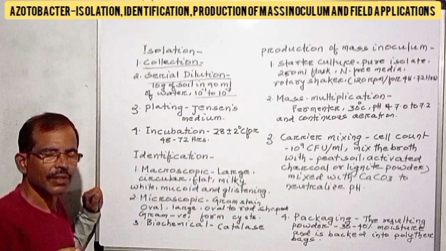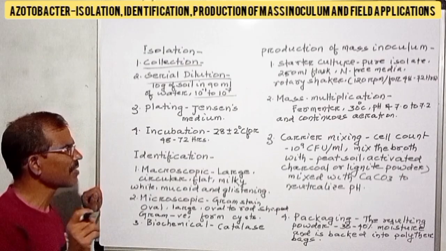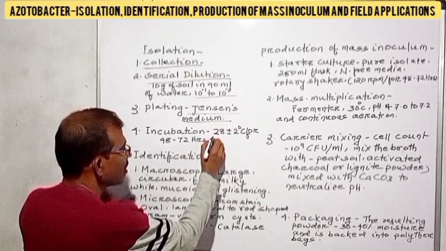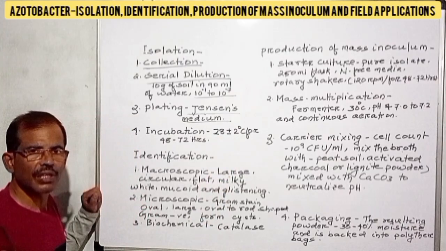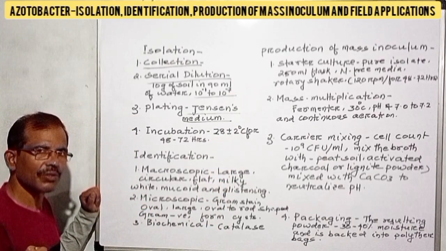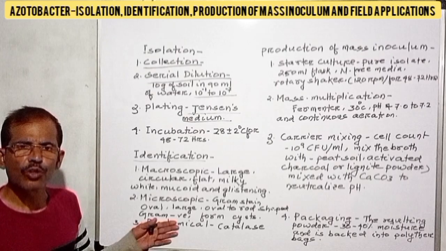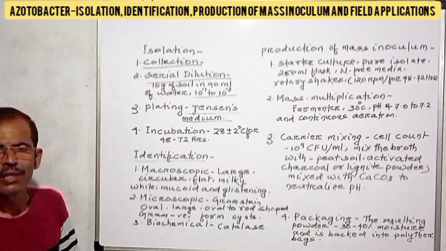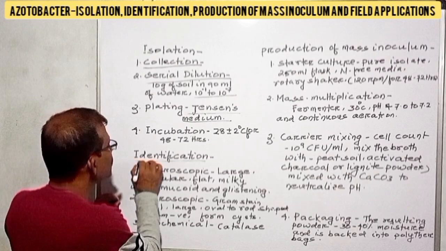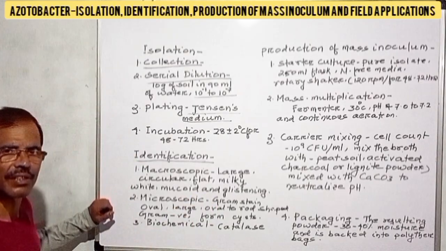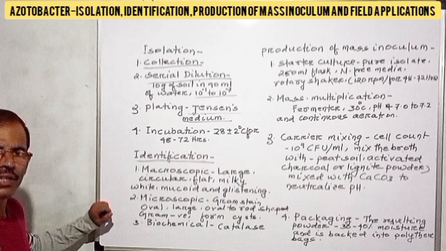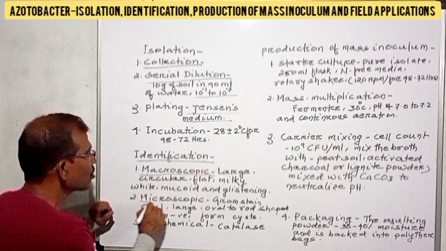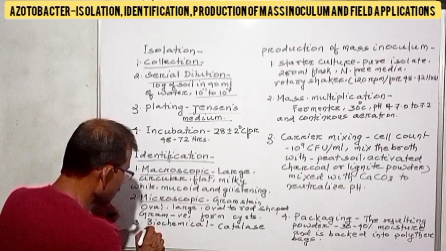In third step, the diluted suspension is plated on a Jensen's medium and is then incubated at 28 plus or minus 2 degrees centigrade for 48 to 72 hours. This incubation results in the formation of numerous colonies. Next, we have to identify which colonies contain azotobacter. The colonies can be identified by different methods such as macroscopic method, microscopic examination and by chemical test.